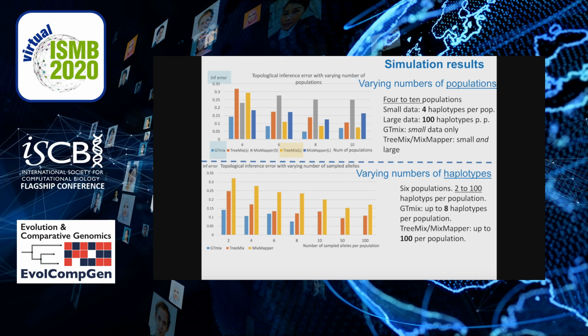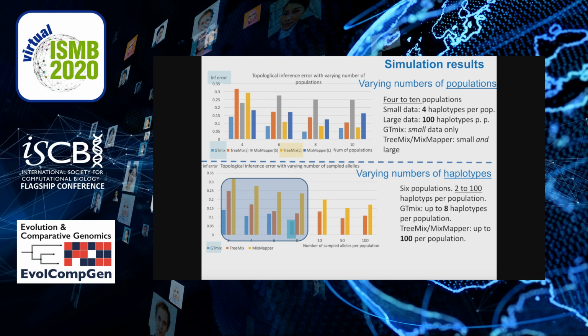So the next step, I evaluate the varying number of haplotypes per population. I fix 6 populations, and I use from 2 to 100 haplotypes per population. Due to computational efficiency, GTMX only runs for up to 8 haplotypes. And you can see here where GTMX is.